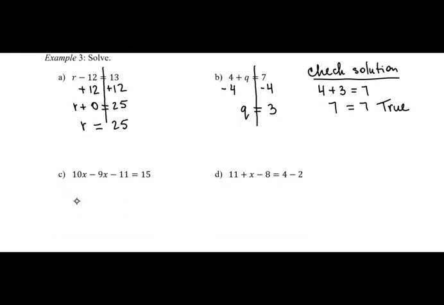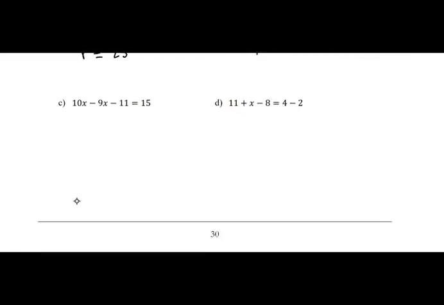Here things are getting a little bit more complicated, meaning that we have like terms. So here we have 10x minus 9x minus 11 equals 15. Before I can apply either the addition or subtraction property of equality, I need to combine like terms. Notice that you have 10x and you have 9x. When I subtract 9x from 10x, I have 1x. So 1x minus 11 equals 15.